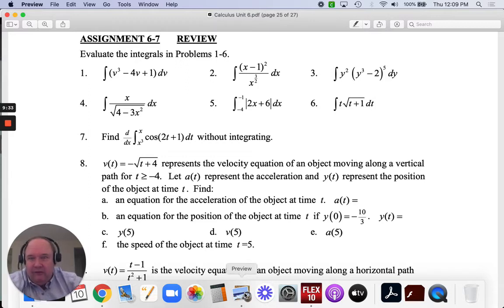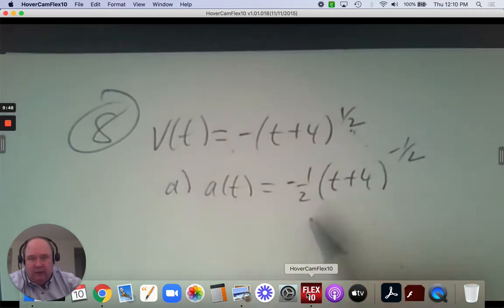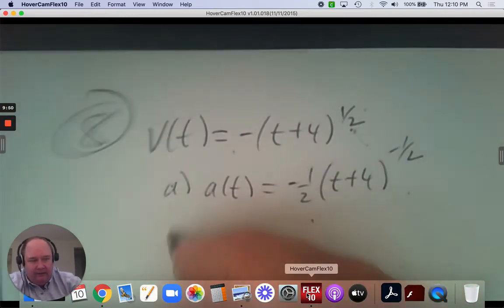Part A says, find an equation for the acceleration. So that's the derivative of the velocity. So just take the derivative of it, which is just the power rule, and then write it down. So the derivative of this, 1/2 times -1, subtract 1 to the exponent, and it's done.